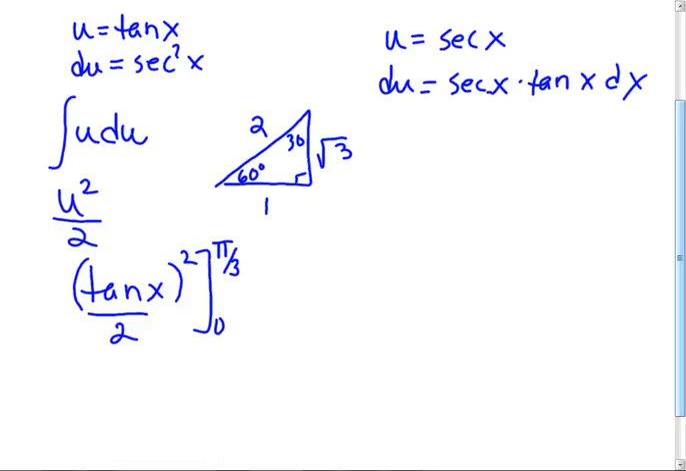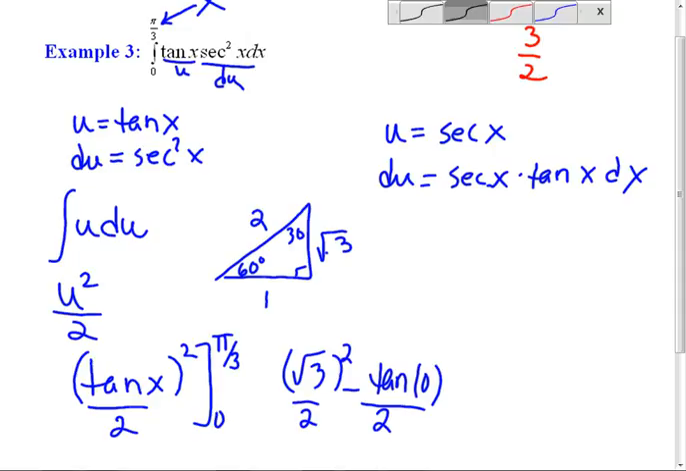So what is the tangent of pi over 3? Square root of 3. So it's the square root of 3 squared over 2 minus the tangent of 0, which turns out to be 0. Don't assume that whatever that 0 is going to give you 0. It's not true. So it's 3/2. Does this way work? I think it does.